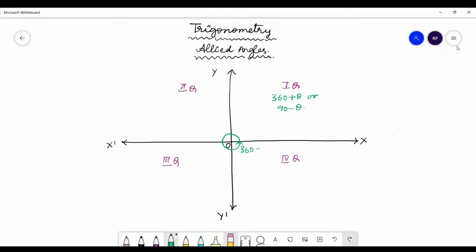Now similarly, if I just take, sorry, if I just take this is 90 degrees, right?